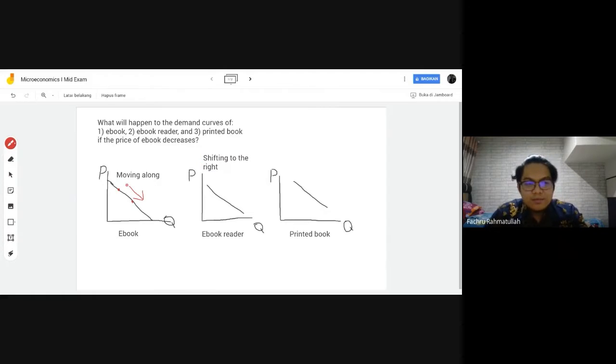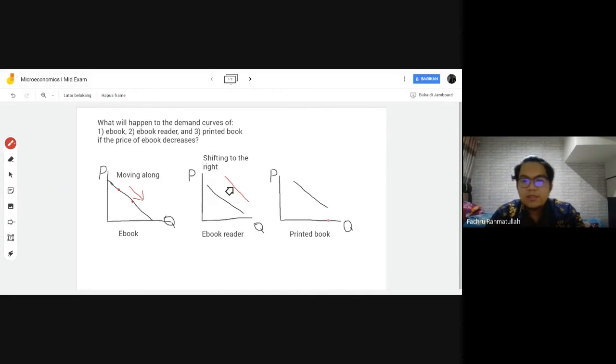And then what happened to the curve? The curve will be right here, to the right side of the first line. And the third curve, what happened to the printed book curve?